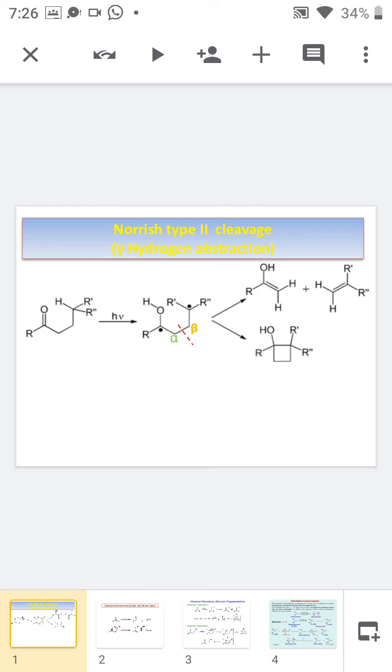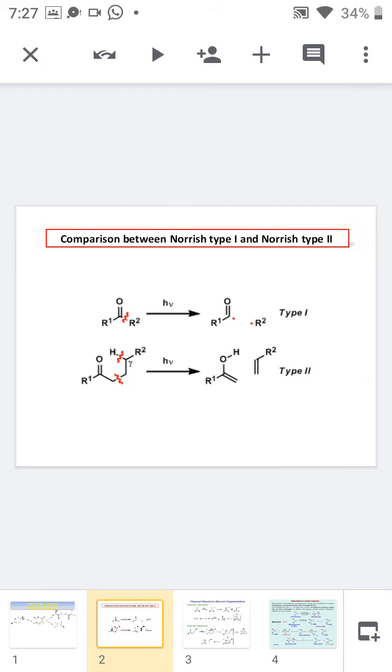And after that, the hydrogen which is in the gamma position is abstracted, and it forms a new radical at the gamma position. Then the alpha beta bond is cleaved to form an alkene and an enolate. Otherwise, the radicals generated after the gamma hydrogen abstraction combine together to form a cyclic compound. So gamma hydrogen abstraction is the primary process in Norrish type 2 cleavage.